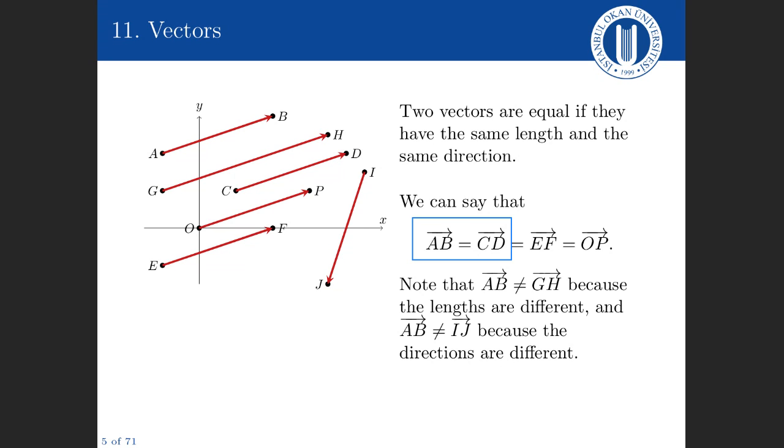Likewise, EF is the same vector and OP is the same vector. Note that AB and GH are not the same vector because the lengths are different. Here's AB, here's GH. GH is longer than AB, so these vectors are not the same. We could also say that AB and IJ are not the same vector because the directions are different.